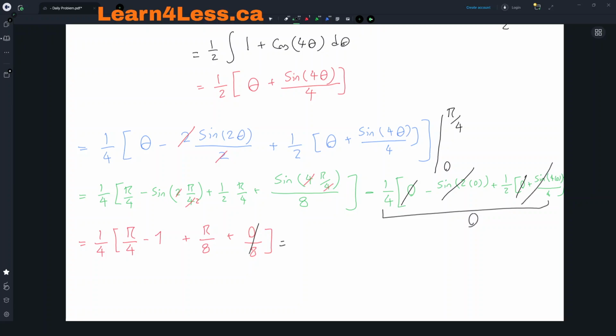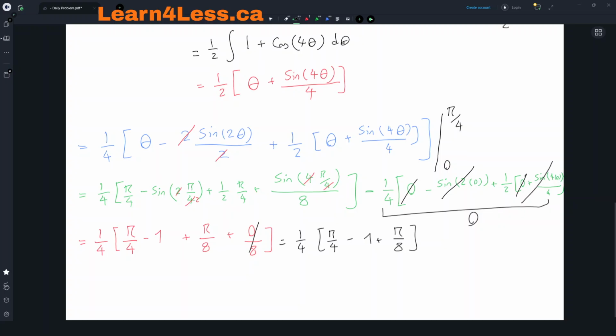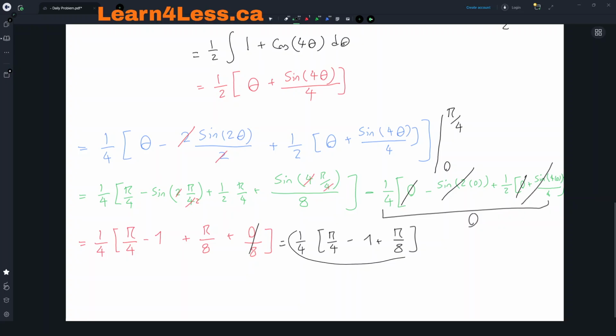Now what we get is a quarter times pi over 4 minus 1 plus pi over 8. Whatever I have in the bracket, I just need a common denominator there. The common denominator would be just 8. And the numerators would be, it's 4 to 8, times 2, so it's 2 pi. Here I have 1, so it would be minus 8. And here it's just already 8, so it's just plus pi in the numerator.